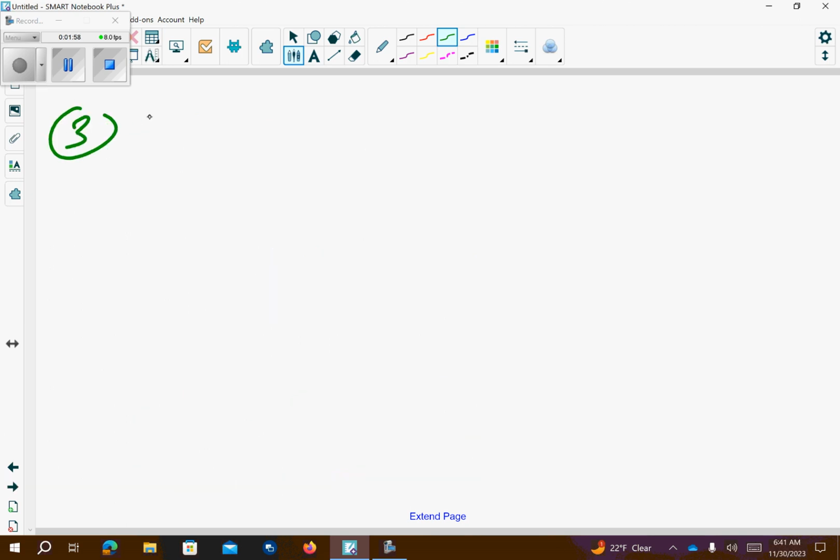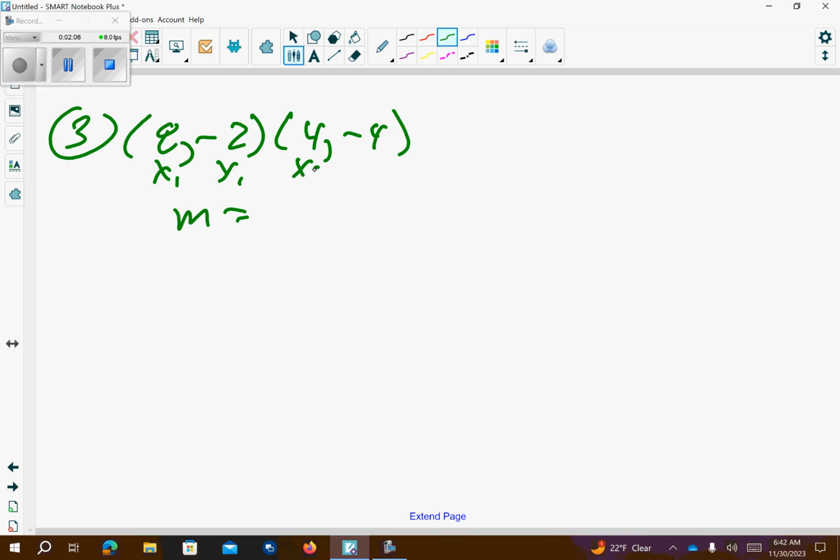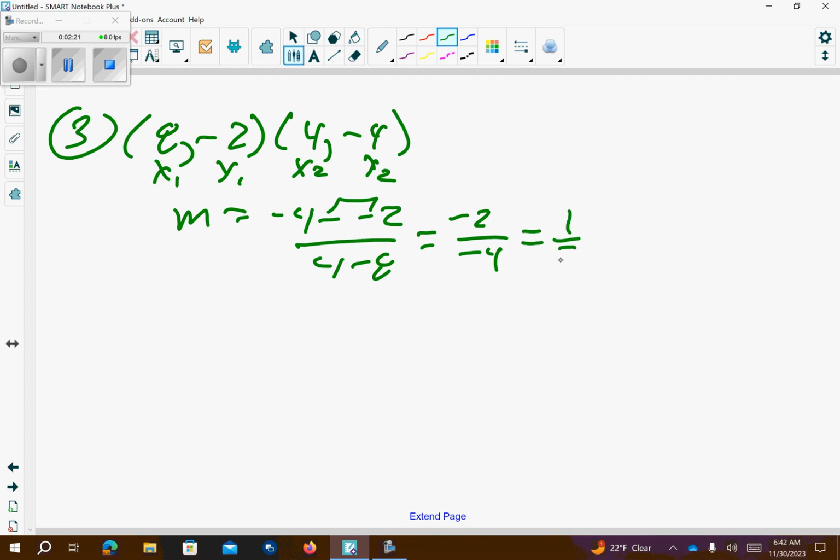Problem number 3, we have 8 comma negative 2, 4 comma negative 4. We have x1, y1, x2, y2. Our slope is going to be negative 4 minus negative 2 over 4 minus 8. That's going to give me positive, so negative 4 plus 2 is going to give me negative 2. 4 minus 8 is going to give me negative 4. Negative over negative is positive. Reduce the fraction, so there's my slope.